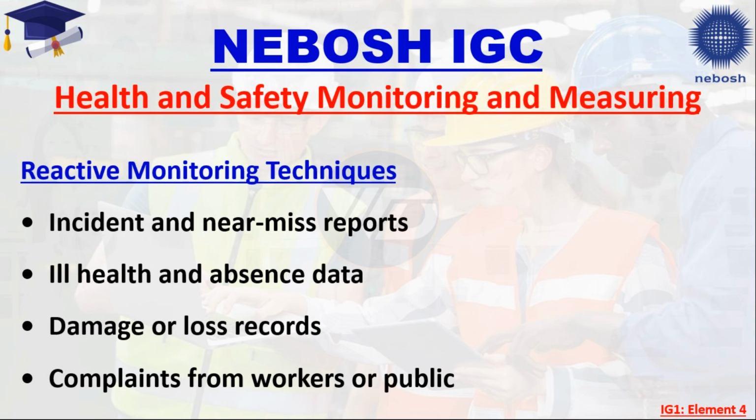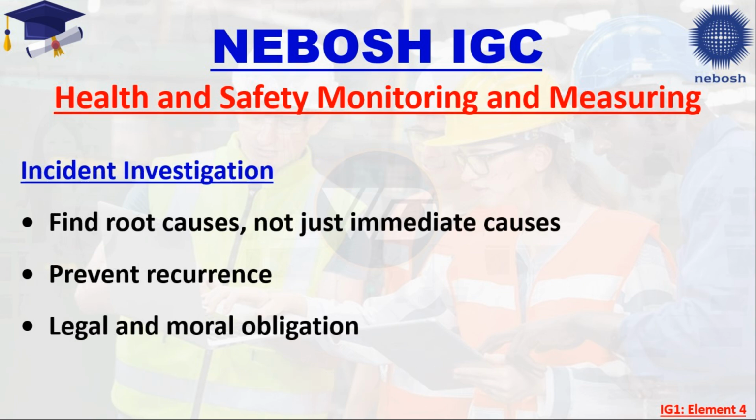6. Reactive monitoring techniques. Reactive monitoring focuses on learning from events that have already happened. This includes incident and near-miss reports, which give valuable insight into hazards and failures in the system. Ill health and absence data can reveal patterns. For example, a rise in back injuries in a warehouse might point to poor manual handling practices. Damage or loss records can also show where safety failures are costing money. And finally, complaints from workers or even members of the public should be taken seriously, as they often highlight real issues.